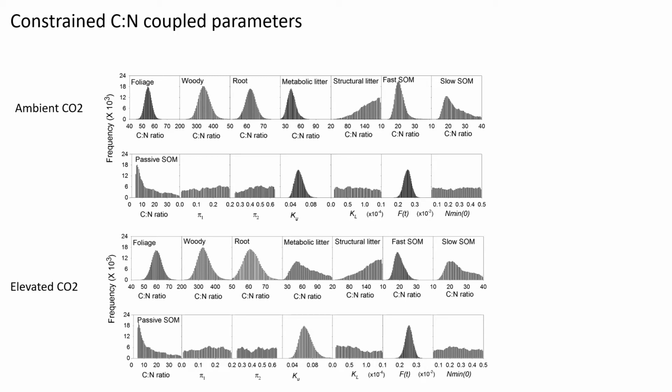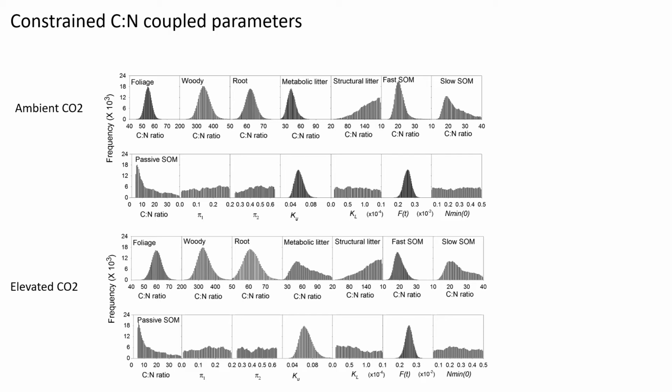Parameters of the C2N ratio in foliage, wood, vine root, metabolic litter, fast and slow soil organic matter, plant nitrogen uptake, and external nitrogen input were well constrained within their prescribed range under both ambient and elevated CO2.